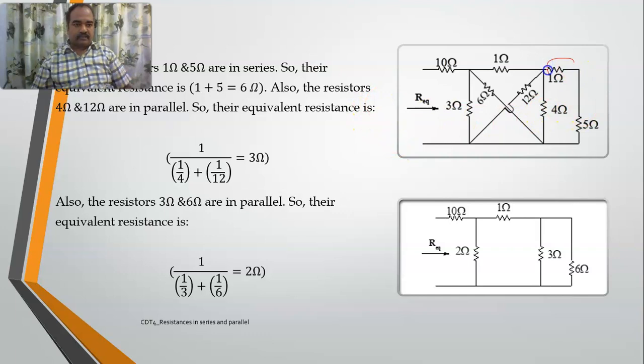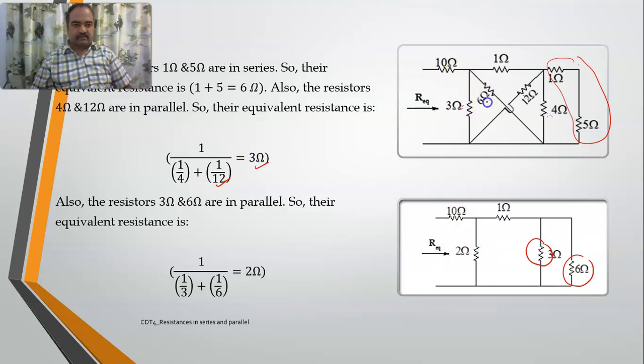So 1 and 5, they both are in series, so I can replace them with 6. And 4 and 12, they both are in parallel, right? So 1 by 4 plus 1 by 12. If I solve it, I'll be getting a value of 3 ohms. So that's why I have replaced it with 3 ohms.